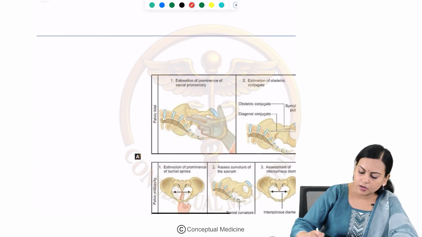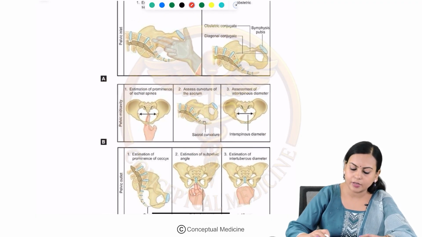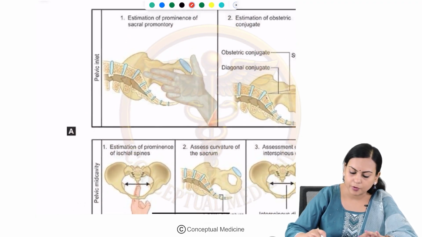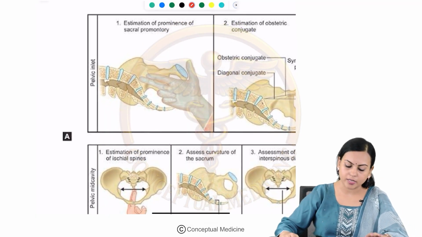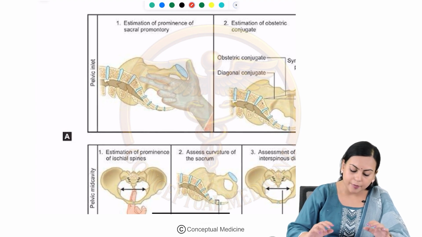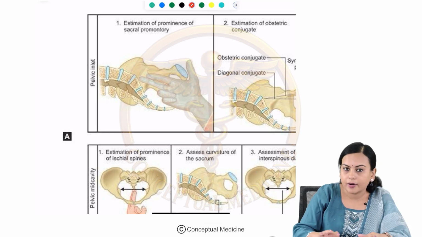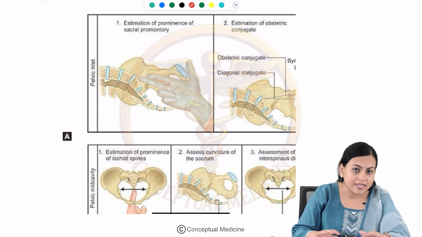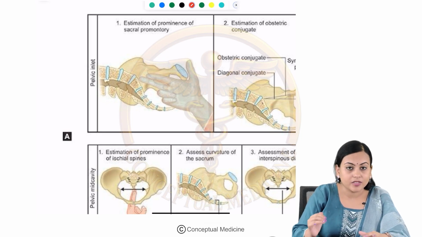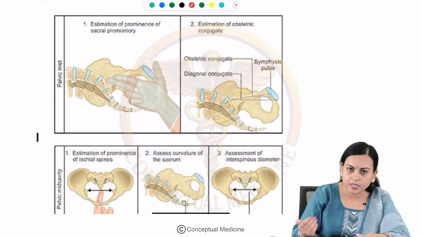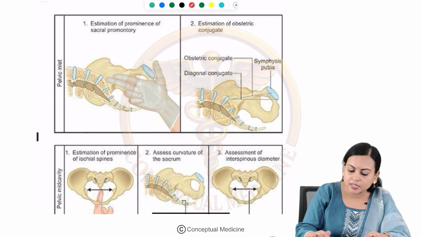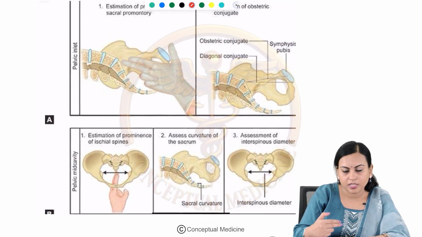Now also, I want you to know how clinically we are going to measure, what is the importance of the inlet, cavity and outlet, and how we are going to assess it clinically. Number 1, pelvic inlet. We have to do a pervaginal examination, and estimation of prominence of sacral promontory should be there. And already we have seen the clinically measurable anteroposterior diameter in the pelvic inlet is the diagonal conjugate. From that we will be obtaining the obstetric conjugate, which is the very important conjugate in obstetrics. So that's how we obtain the obstetric conjugate after we determine the diagonal conjugate.